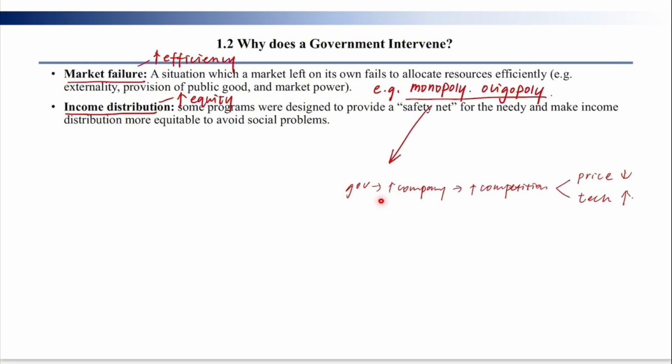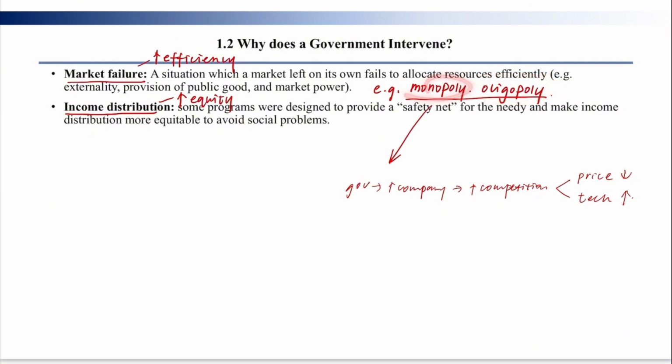In order to correct this situation, the government will encourage more companies to start business. So after more companies join this market, the competition will increase. Once the competition increases, the price in the market will gradually go down. And it will also improve the level of science and technology. This is because the competition forces the company to innovate and develop new technologies to gain a competitive advantage in the market. And oligopoly is very similar to monopoly.